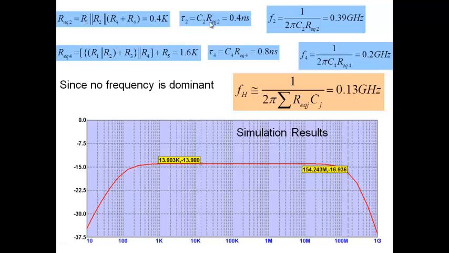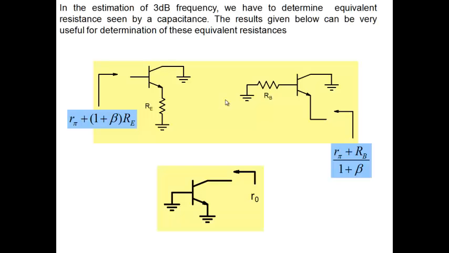values. In case of upper cutoff frequency, I'll sum up all the time constants. In case of lower cutoff frequency, I'll sum up all the 3 dB frequencies. Not the time constants, but all the 3 dB frequencies. Alright, so let's start with the lower cutoff frequency.